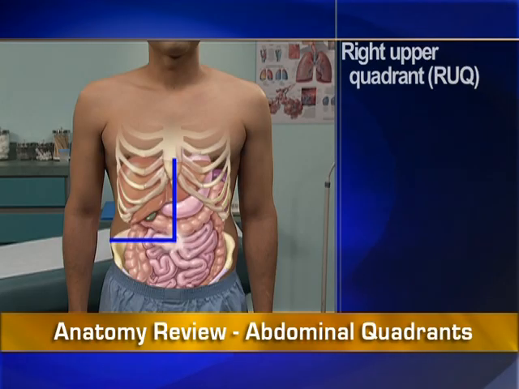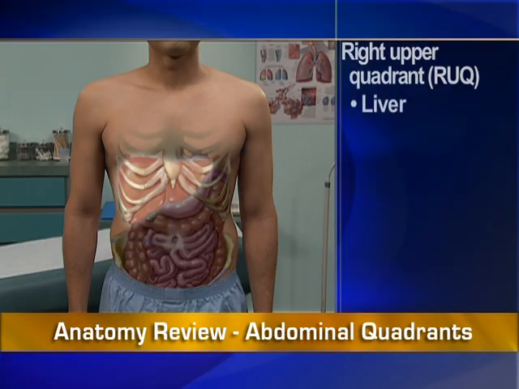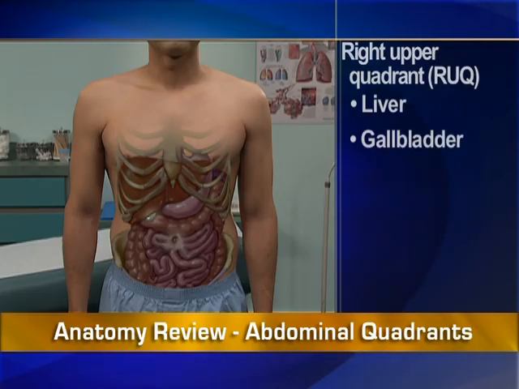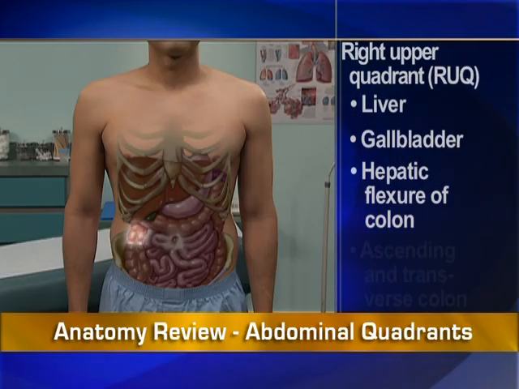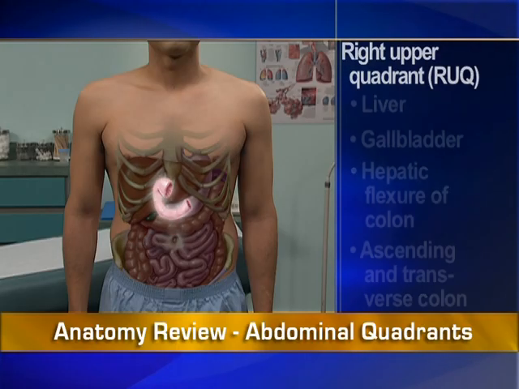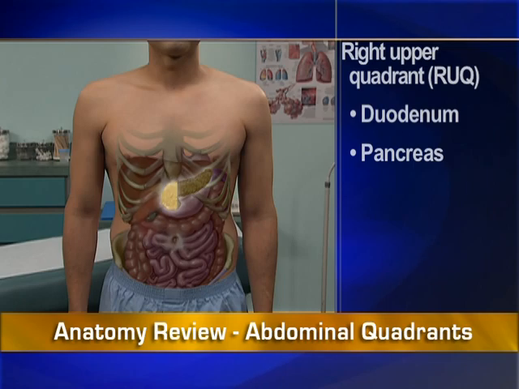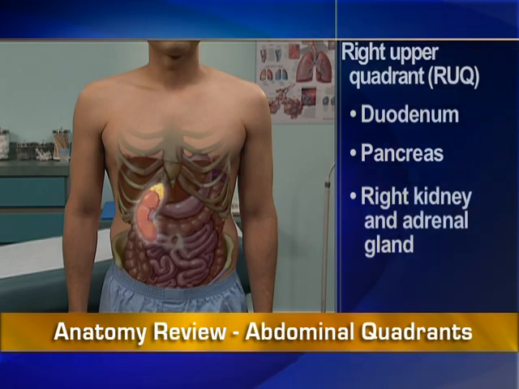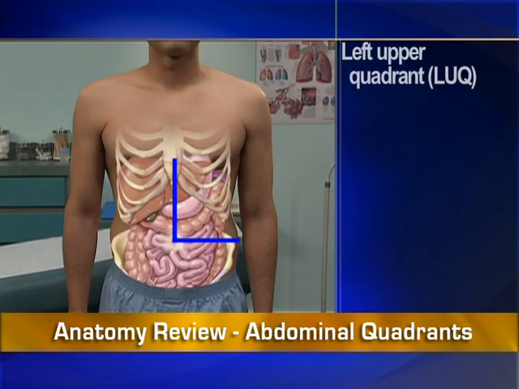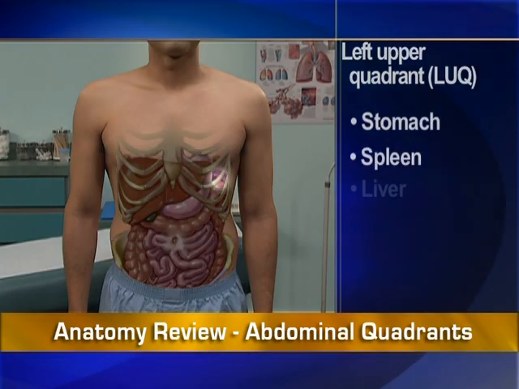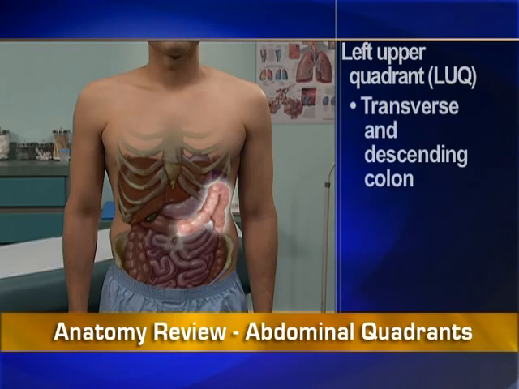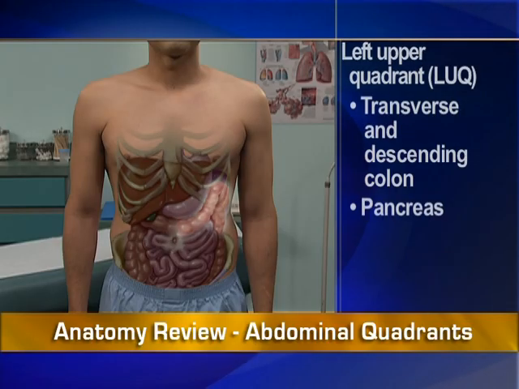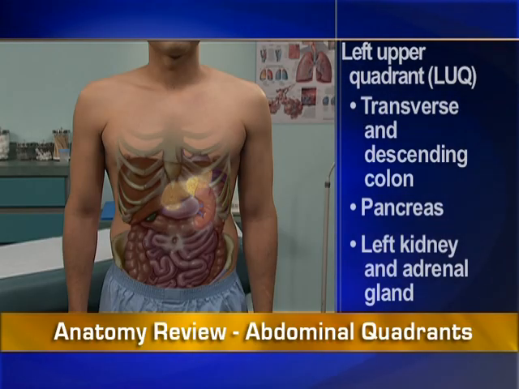The right upper quadrant contains the liver, which fills most of the quadrant, and has a lower edge that may be palpable. Gallbladder, which is under the liver, just lateral to the midclavicular line. Hepatic flexure of the colon, part of the ascending and transverse colon. Duodenum, head of the pancreas, and right kidney and adrenal gland. The left upper quadrant contains the stomach, spleen, left lobe of the liver, splenic flexure of the colon, part of the transverse and descending colon, body of the pancreas, and left kidney and adrenal gland.